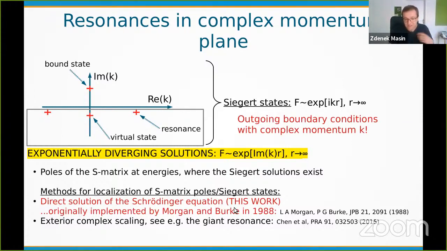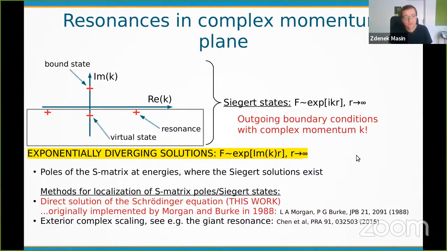However, interestingly, this implementation has been lost and hasn't been used for over 20 years. There are other methods that could be used also to find Siegert states, such as exterior complex scaling, like was done, for example, for the giant resonance in xenon in the work of Chen et al.